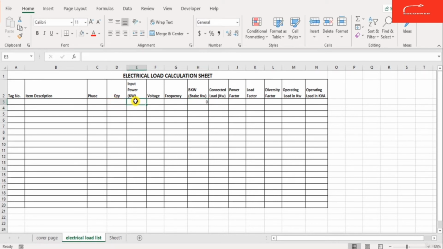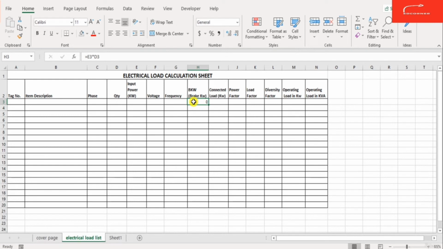Now for that, what is input power in kilowatt? Input power in kilowatt totally depends upon the kilowatt of a certain equipment. Each and every equipment has its power in watts, but we need to mention it here as kilowatt. So kilowatt multiplied by quantity is equal to the total break load. Break load is the actual load required for that particular equipment.